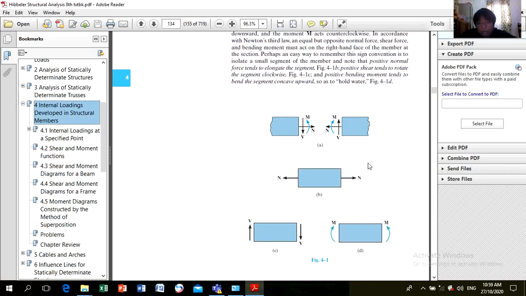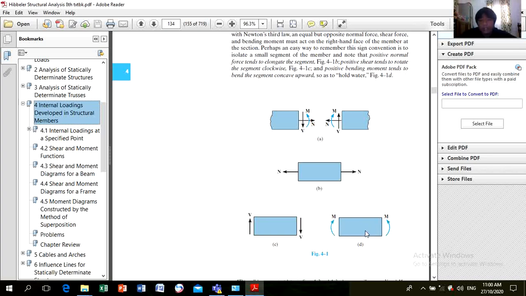So, did you see the effect of the normal force? If we consider normal force only, it will tend to make the member elongate. If we consider shear, it tends to rotate the segment clockwise, going like this. And the moment tends to make the segment concave upward. Okay?